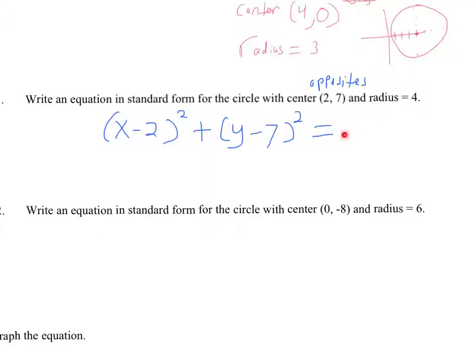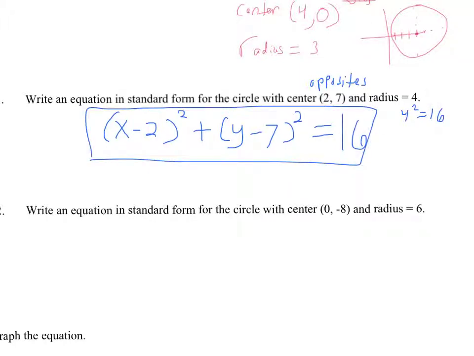Now, the radius number goes over here, but it's not just going to be 4. You have to square it. So 4 squared is 16. That's the number. And that's your answer. That would be the equation for this circle.